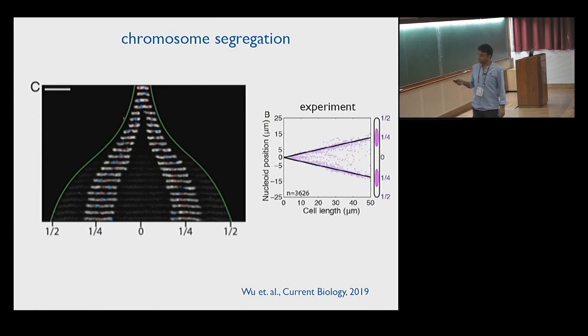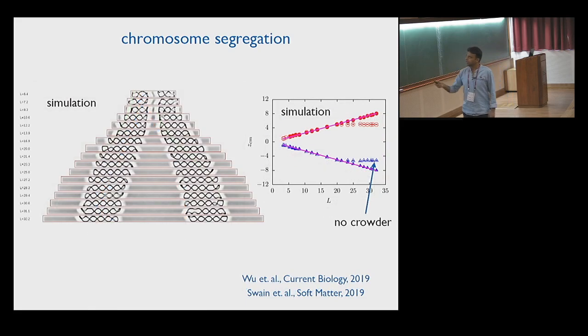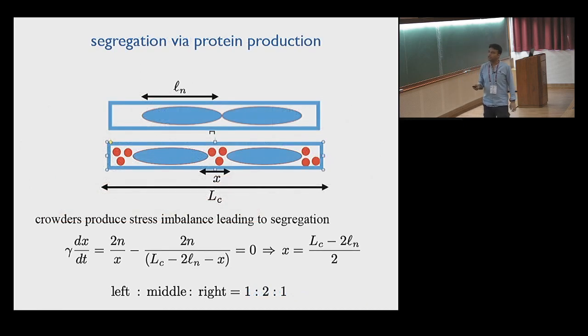And then chromosome segregation as the cell grows, I already mentioned this. If you do the same kind of simulations, assuming that the DNA produces proteins around it, they will get segregated nicely, like I showed in that experimental result. And how do you understand that? Of course, one can write down a simple force balance, saying that the dynamics of the gap between two chromosomes evolves due to the pressure generated because new proteins are being produced here and proteins are produced there. If these two balance each other, I get this relationship for X, which tells me that the space on the left, the middle, and the right should have this ratio 1:2:1.